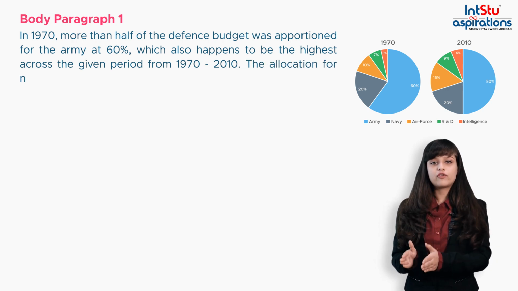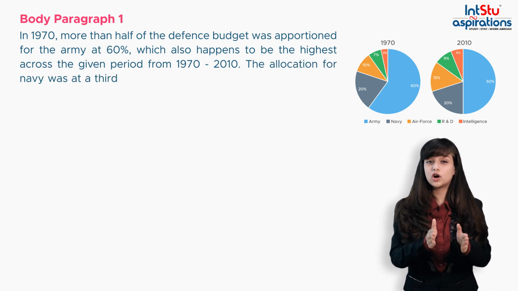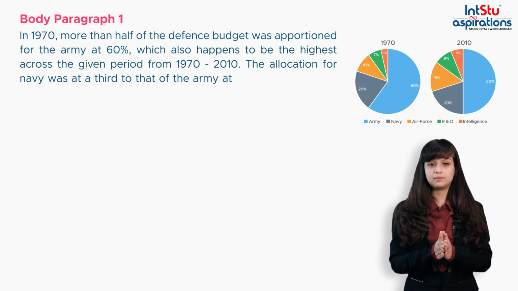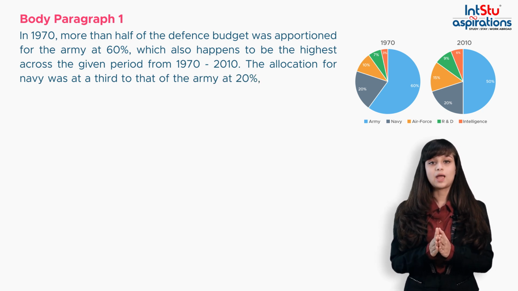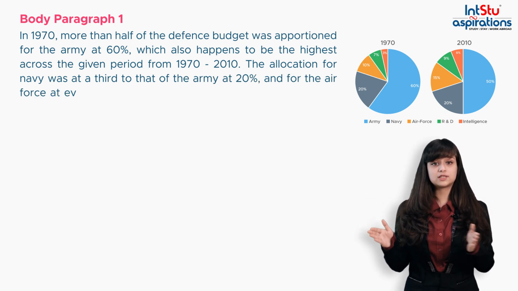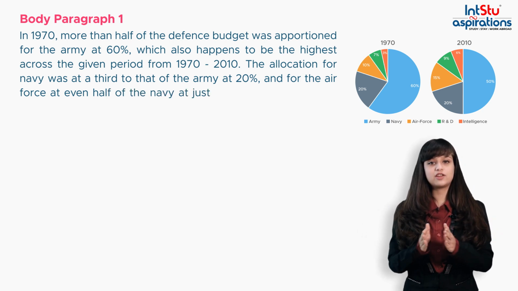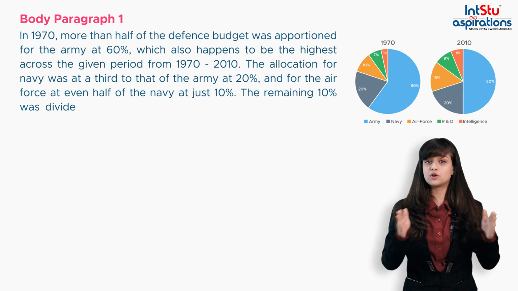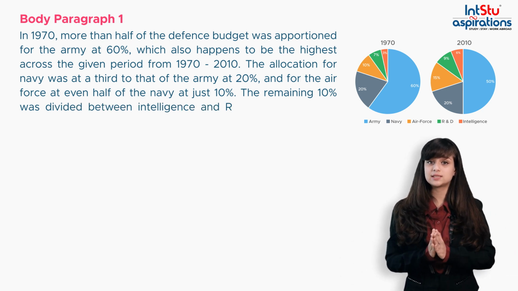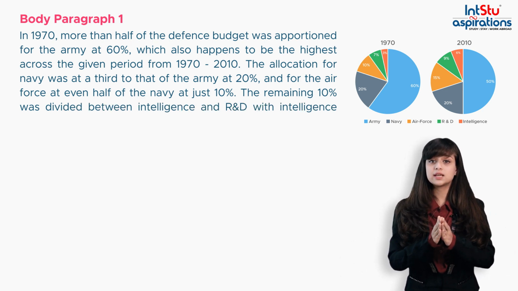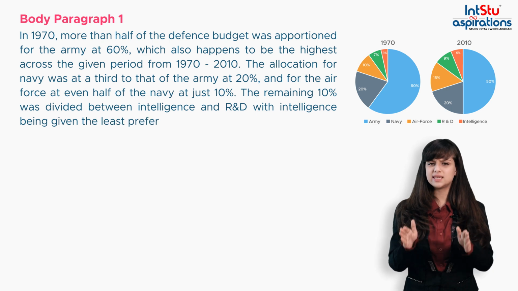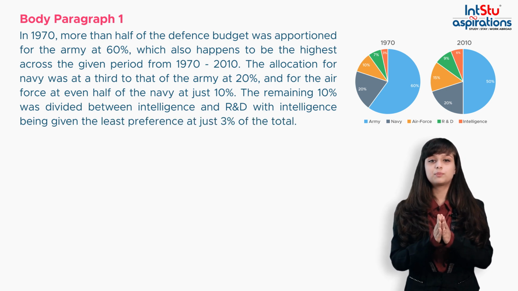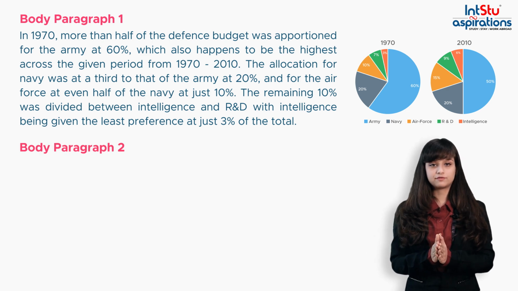The allocation for Navy was at a third to that of the Army at 20%, and for Air Force at even half of the Navy at just 10%. The remaining 10% was divided between intelligence and R&D, with intelligence being given the least preference at just 3% of the total. Moving on to the next paragraph.